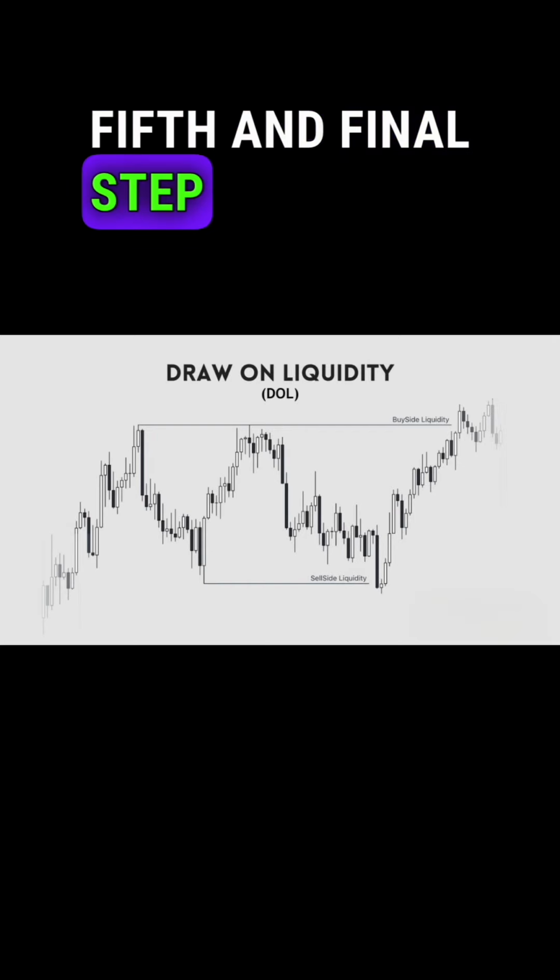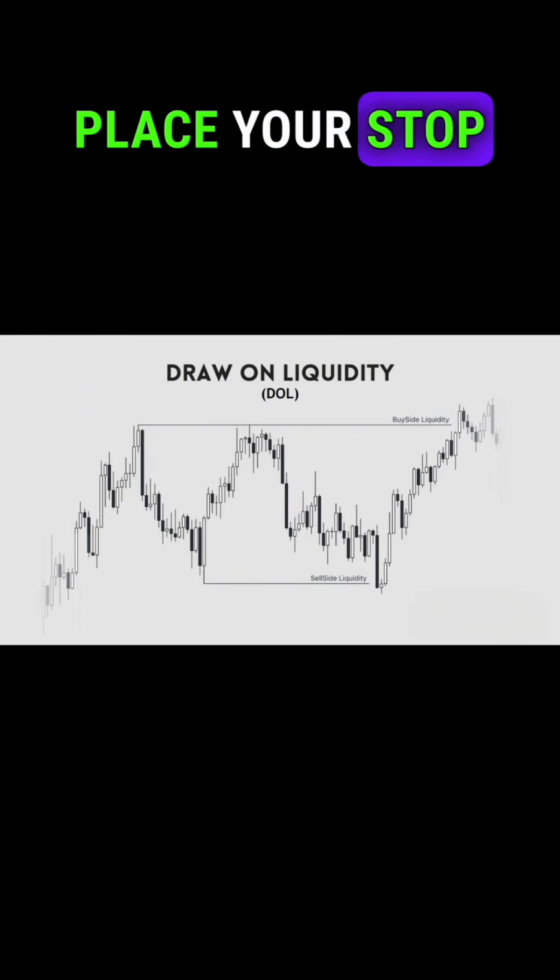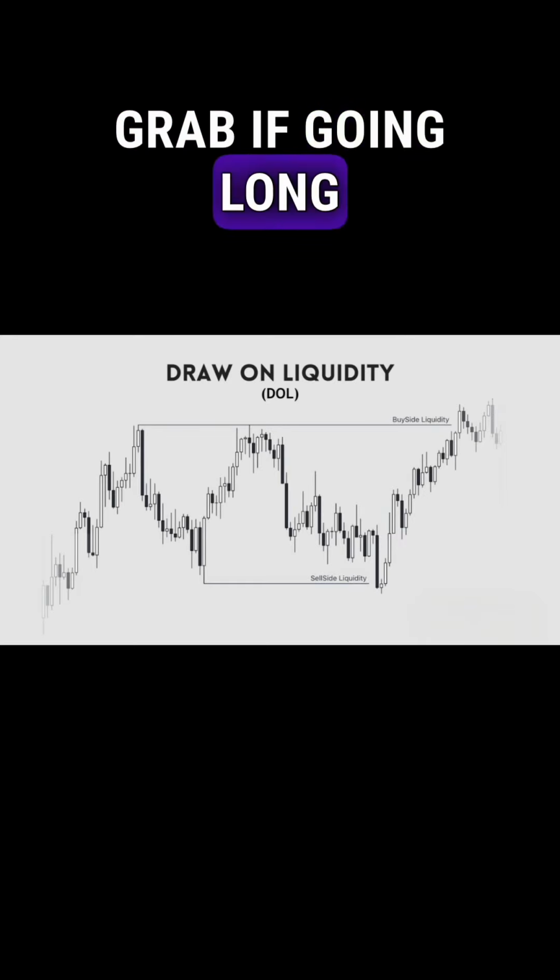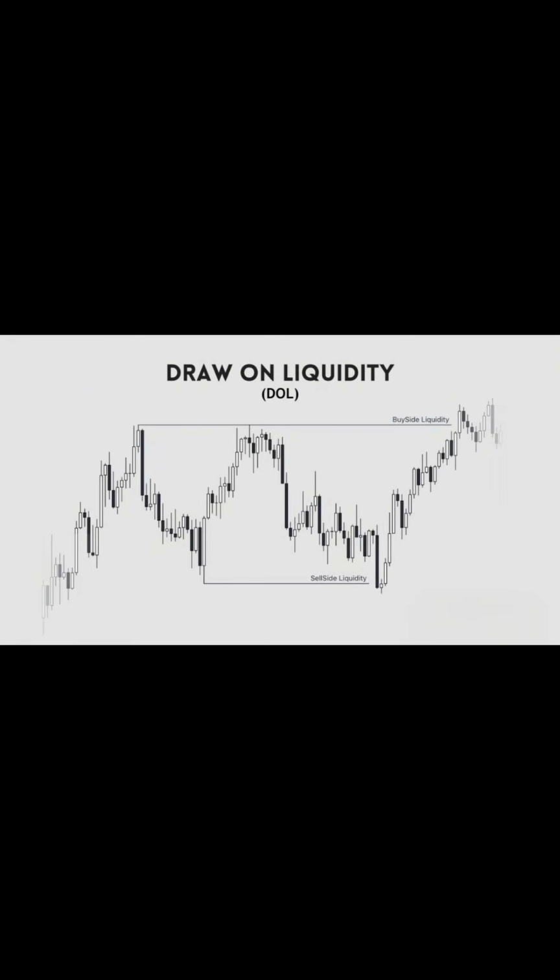Fifth and final step is manage risk. Place your stop loss just below the liquidity grab if going long, or just above if going short. This helps protect your trade if the market doesn't go in your favor.